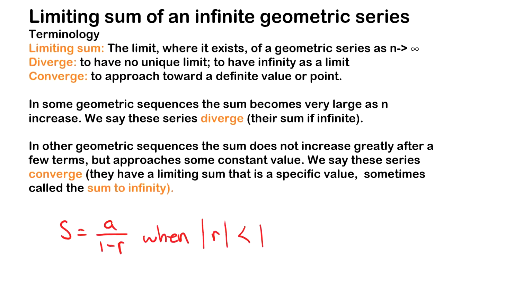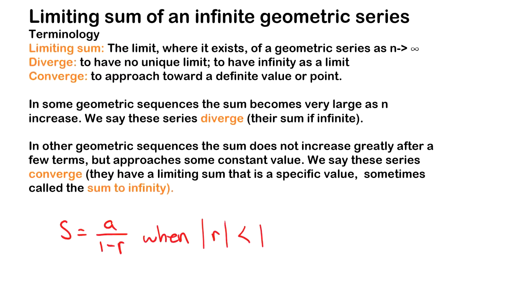In this video, we're covering the limiting sum of an infinite geometric series. So we're going to cover some terminology here. The limiting sum is the limit, where it exists, of a geometric series as n approaches infinity. Diverge is to have no unique limit or to have infinity as a limit. Converge is to approach toward a definite value or point.